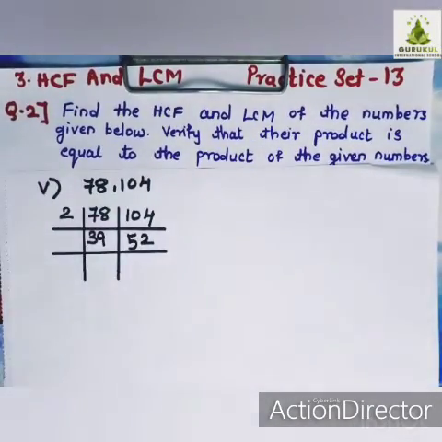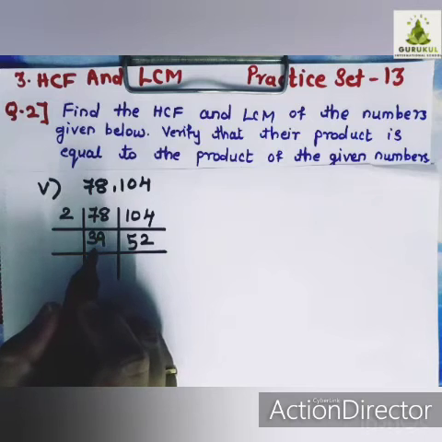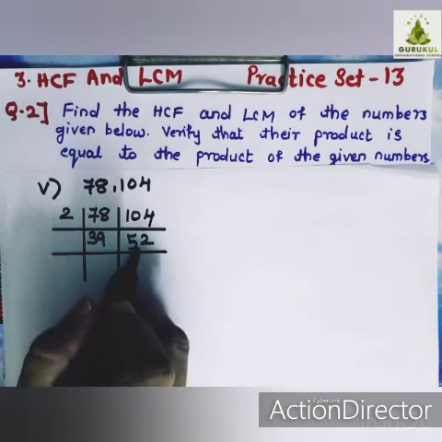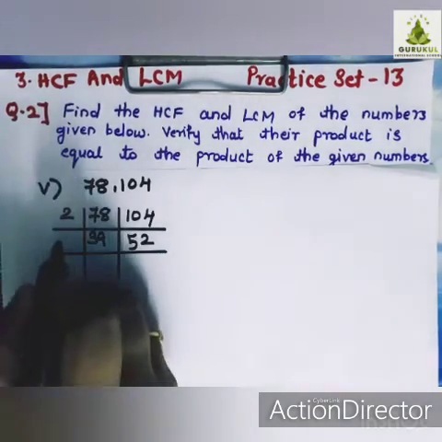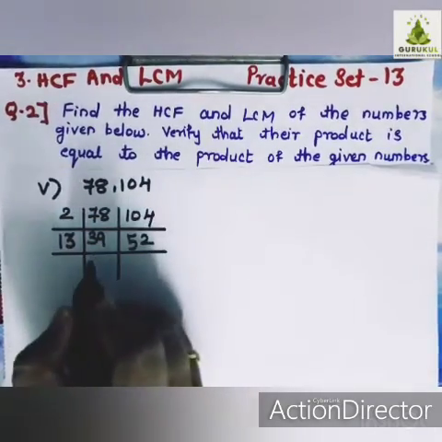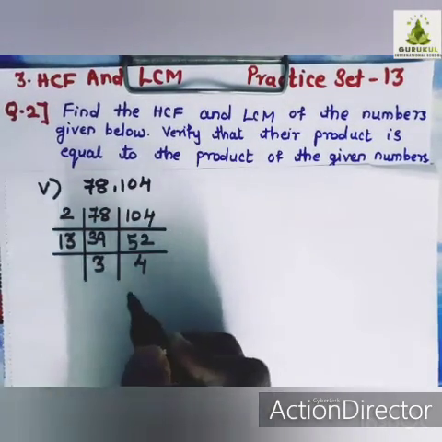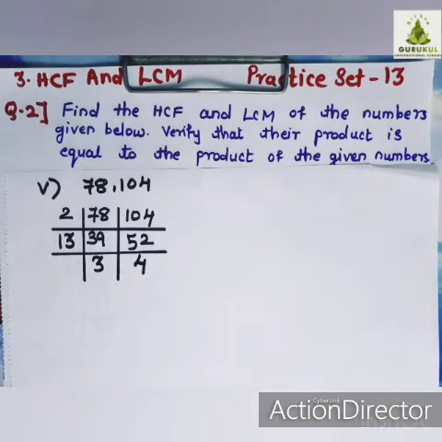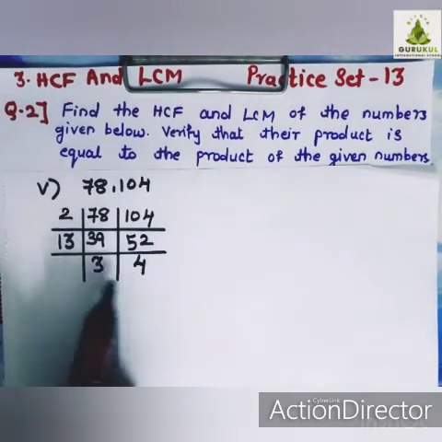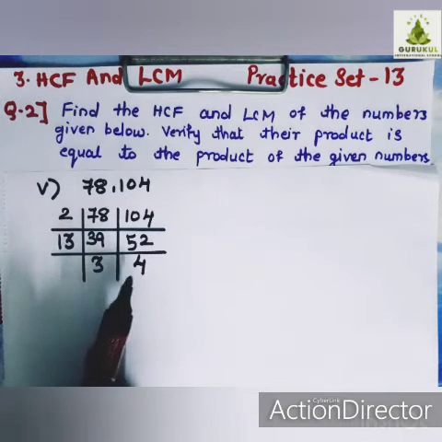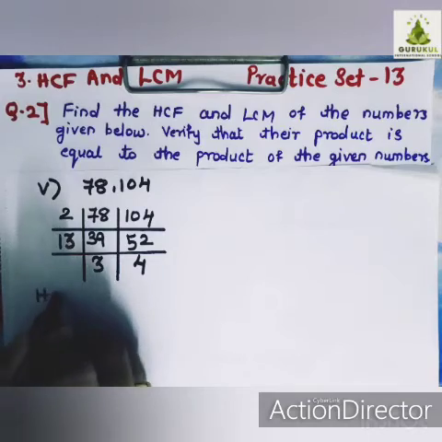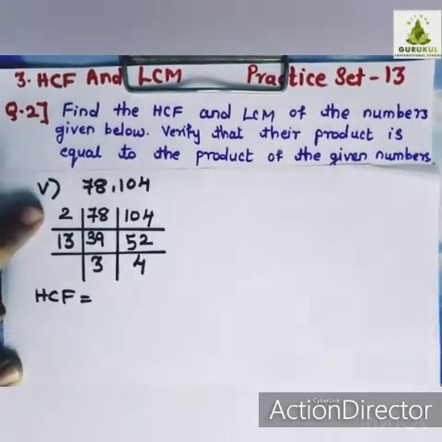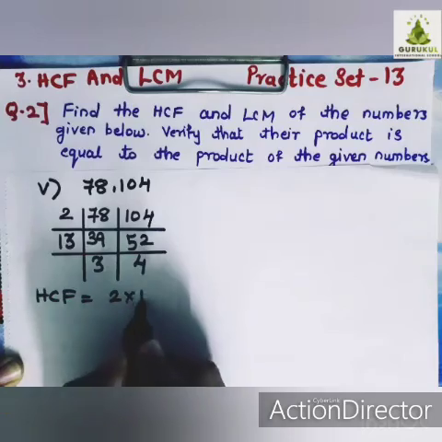Correct. Now one more number we have to find by which we divide both 39 as well as 52. Now 39 and 52 both come in the table of 13. So I will write here 13 threes are 39, 13 fours are 52. Now we don't have any common number by which you can divide 3 and 4, so we have to stop. So what we'll write here, what is HCF then? HCF is equal to 2 into 13.